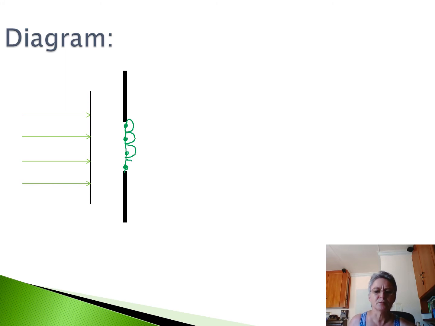I should actually be drawing them to show the wavelength. So that distance between the wave crests there is a wavelength. So actually my circular wavelets should have the same wavelength.